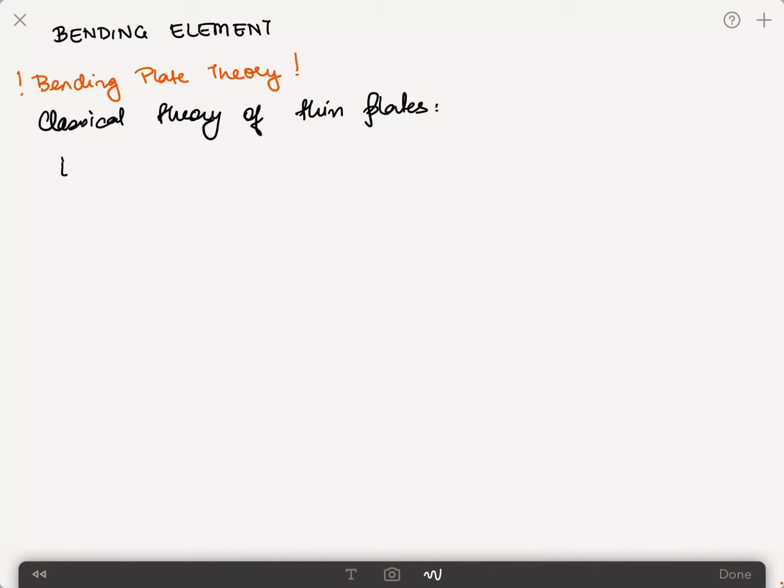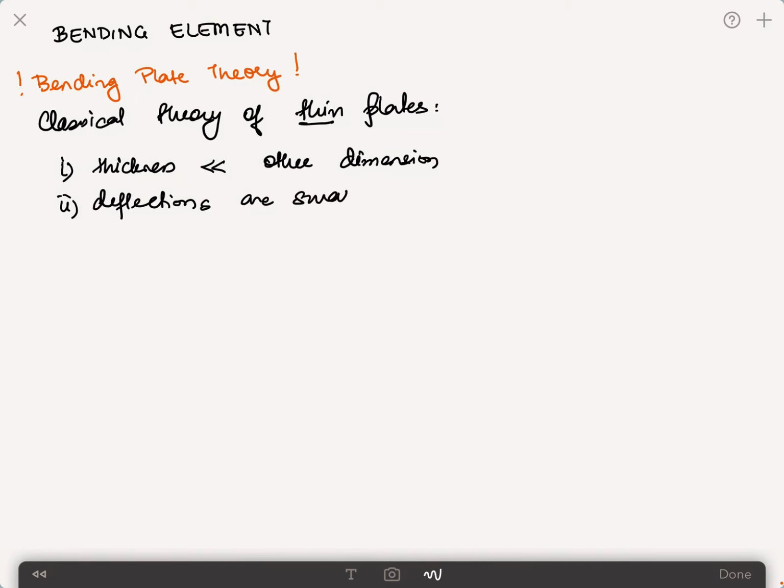The first one is that the thickness of the plate is much smaller as compared to other dimensions. Yeah, so that means it's supposed to be a thin plate. The second assumption that we make is that the deflections have to be small. So of course then we are always sure that we are within the linear theory.